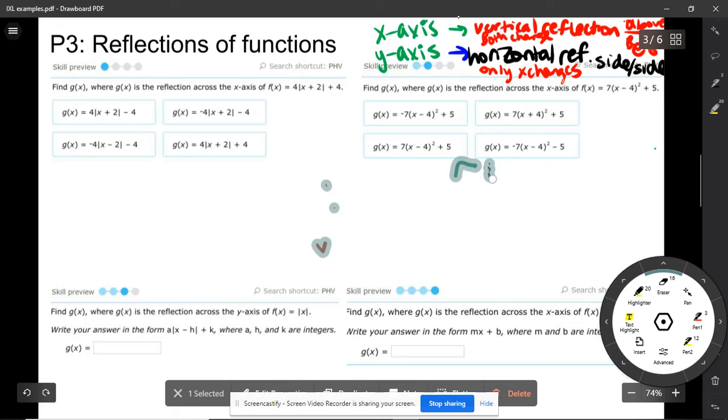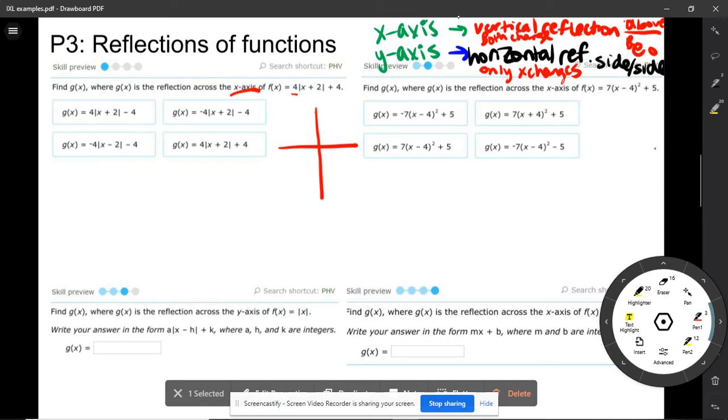So if we look at the first example, we see that it says find g of x, where g of x reflects across the x-axis, and we have a function of 4 times the quantity of absolute value of x plus 2, plus 4. So if I have that graph, I know it's going to look something like this. I know that it's left 2, up 4, and it's positive, right? That's what the graph looks like roughly.